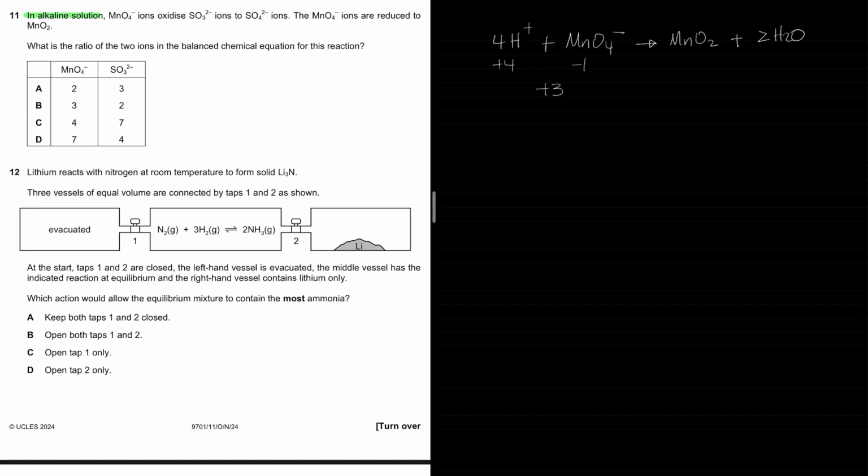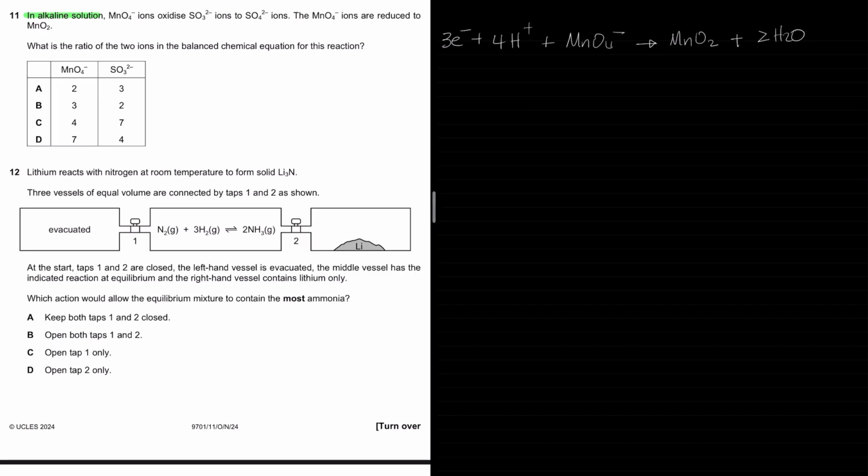Now the right hand side, MnO2 has no charge, H2O has no charge, and so the whole right hand side has a 0 charge. So to balance, I need to add 3 electrons to the left hand side to make the left hand side 0. So I'll add my 3 electrons like so. And now this half reaction is complete. Let's move to the next one.